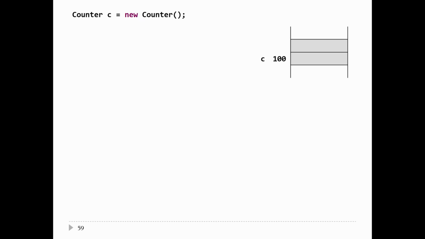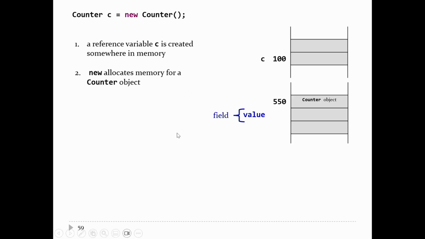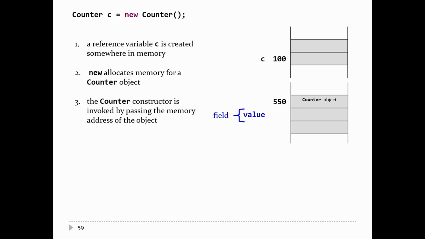Okay, so what happens when you run the constructor? Well, the exact same sequence of events occurs. Somewhere in memory, c gets created, so I need a variable c. So we get memory for c. New allocates memory for the Counter object. So we have new, and we make a new Counter. Somewhere in memory, a Counter object appears. Every Counter has its own field called value. New then calls the Counter no-argument constructor.